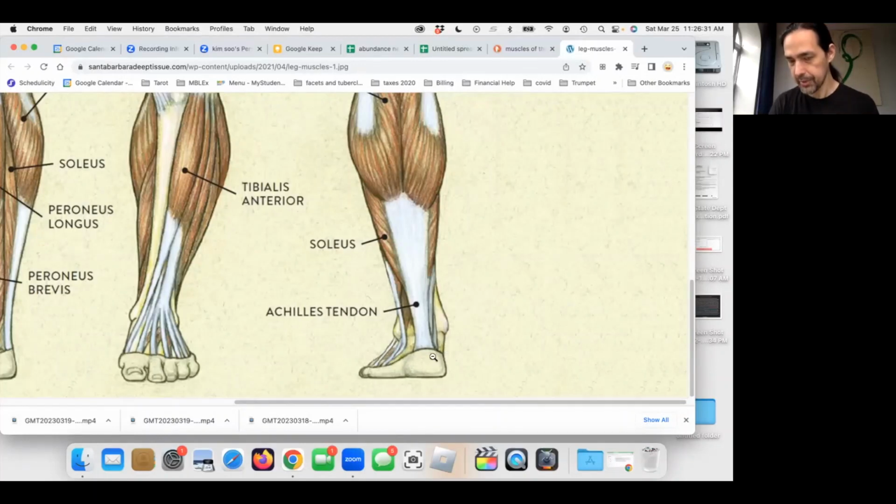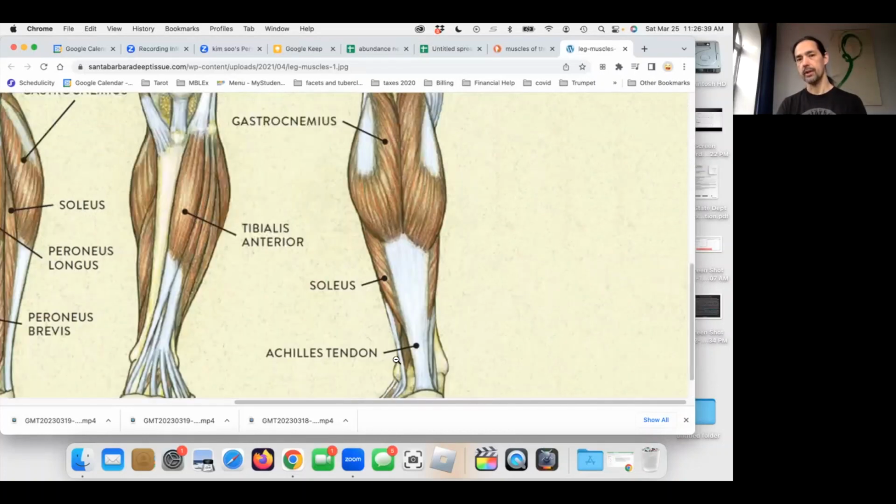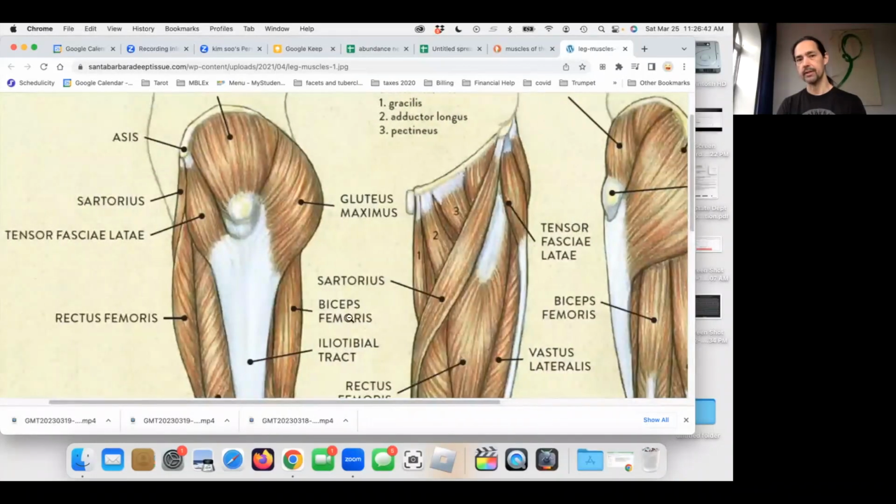And this is the posterior of the foot. So we're seeing the calcaneus down here. All right, so let's go back to the front.